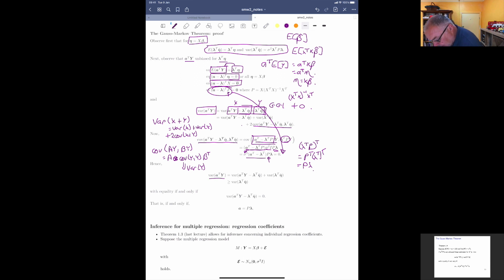I can say that the variance of A Y is equal to the variance plus the variance. The covariance is now 0. Now I don't know what this is, but it's a variance, so it's greater than or equal to 0. What does that mean? I'm saying the variance on this side is equal to some non-negative number plus my variance on this side. Which, if you think about it, means that it must always be greater than or equal to the variance of lambda transpose eta hat. And in fact, it's only going to be equal to that if this term is equal to 0. So it's when this is equal to 0, and the variance of that will only be equal to 0 when A equals P lambda.